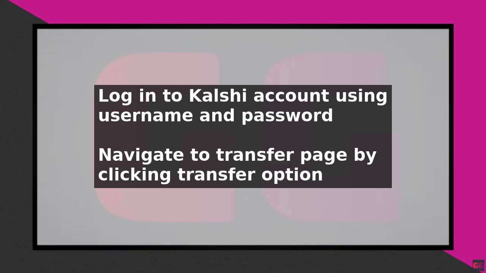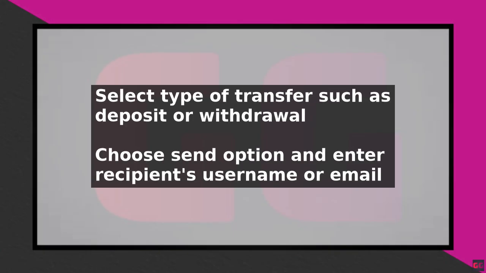Once you are logged in, navigate to the transfer page by clicking on the transfer option. Next, select the type of transfer you want to make, such as a deposit or withdrawal. If you are transferring money to another Kalshi user, select the send option and enter the recipient's username or email address. You will then need to enter the amount you want to transfer and select your payment method.